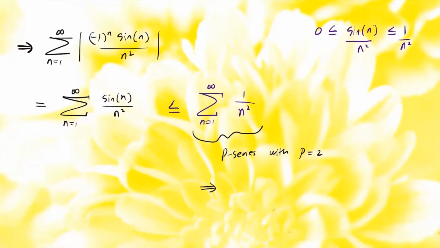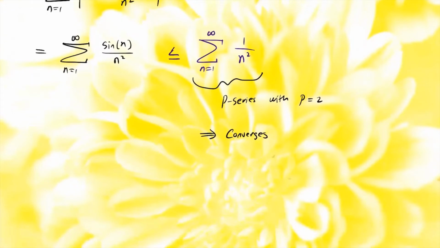Now, what can you say about this series right here? Well, that's a p series, with p being the power of n, which is 2. So if p is greater than 1, we know that that series converges. So we can conclude that this series converges, which means since this is below the one we're looking at, this is going to converge as well. So we can say that by a comparison test, this series, starting from 1 to infinity of (-1)^n sine of n over n squared, converges absolutely.